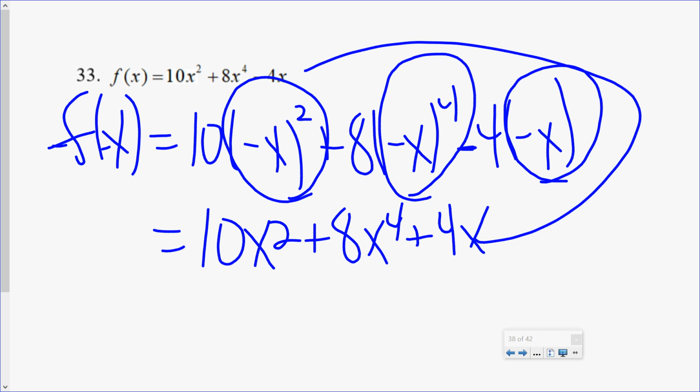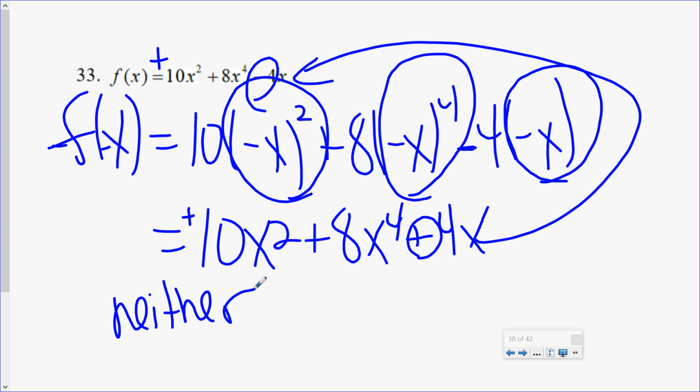Compare it to the original. Is it exactly the same? No, because that's a negative and that's a positive. Is everything different? No, because that's positive and that's positive, so it's neither. If it's a mix of the same and different, it's neither. If they're all the same, it's even. If everything is different, it's odd.